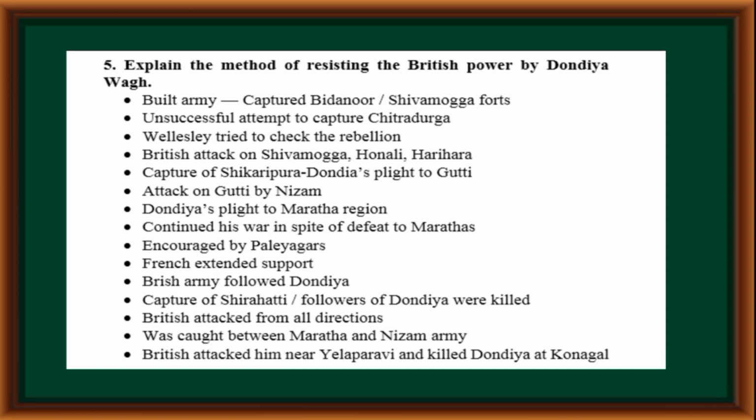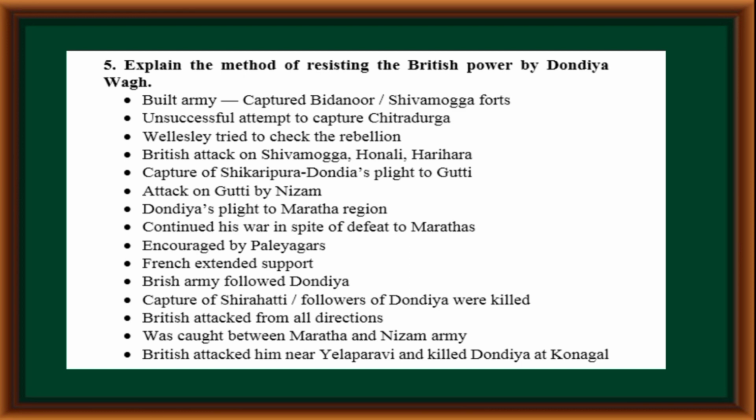Explain the method of resisting the British power by Dondiya Wagh. Built an army and captured Bidanur and Shivamogga forts. Unsuccessful attempt to capture Chitradurga. Wellesley tried to check the rebellion. British attack on Shivamogga, Honnali, Harihara. Capture of Shikaripura. Dondiya's flight to Gutti.